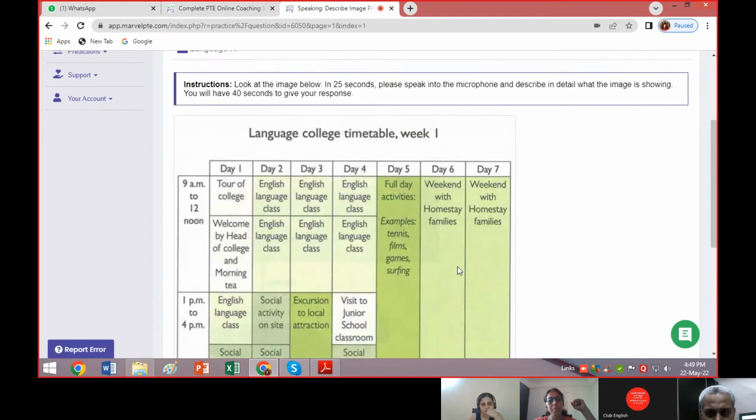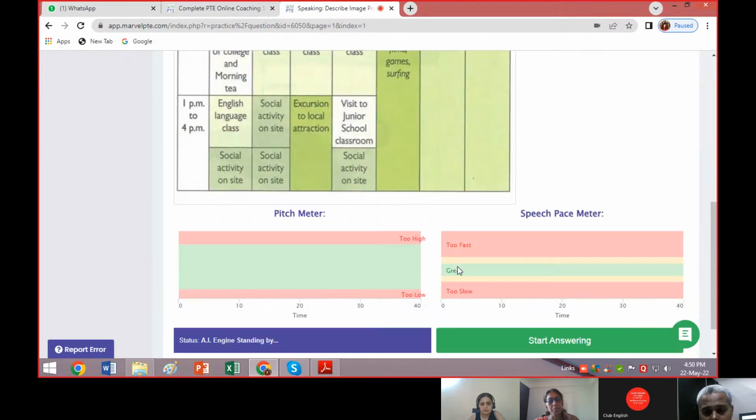So we've got 25 seconds only. Please speak into the microphone and describe in detail what the image is showing. You will have 40 seconds to give your response. Okay, so how much time do you have? It is 25 seconds you have, and you have to speak for 40 seconds. You have to remember these timings: 25 seconds for seeing it, and 40 seconds for speaking about it.